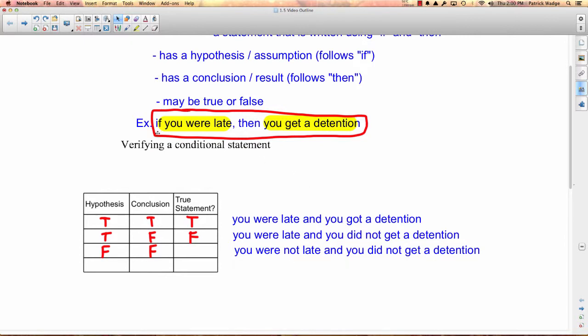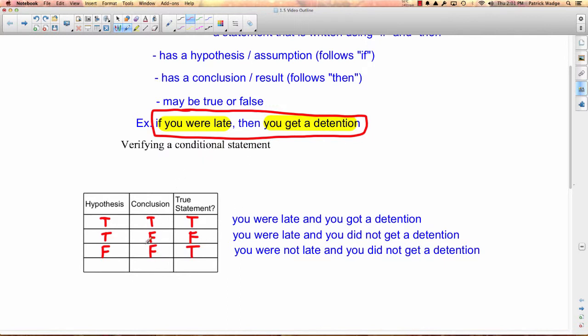So is this statement in red here, is that still okay if this happened? Yeah, this statement says if you were late, then you get a detention. But you weren't late, and you didn't get a detention. That makes sense. You weren't late. Why would you get a detention? So this one is also true. The hypothesis being false and the conclusion being false does not make this statement false.